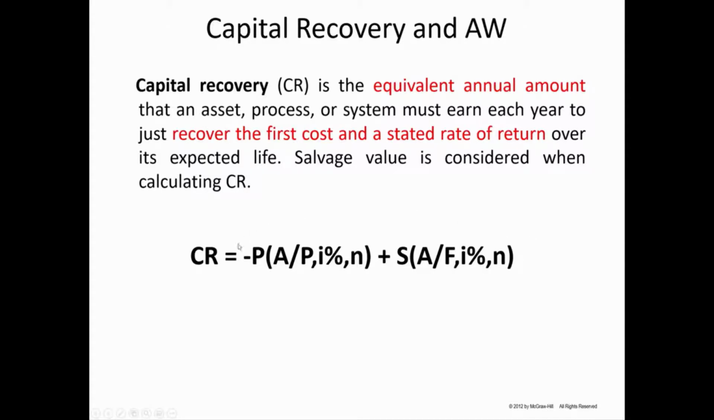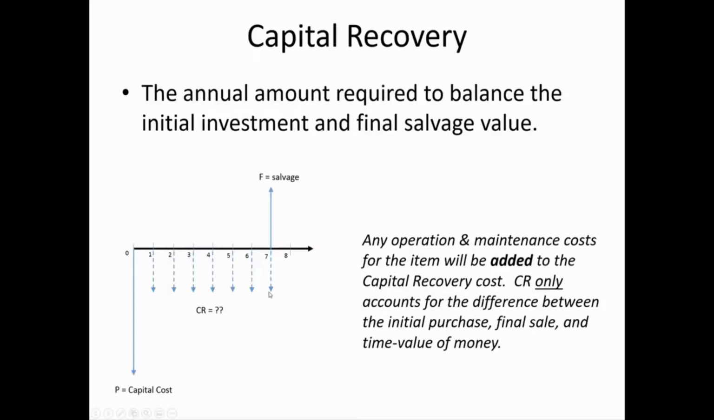So we combine both together, and then that would tell you how much revenue you should earn each year to justify purchasing this item in the first place. So the capital recovery, you can think of it as how much money your company has to make each year just to cover the equipment that you've obtained. Any questions about this idea?